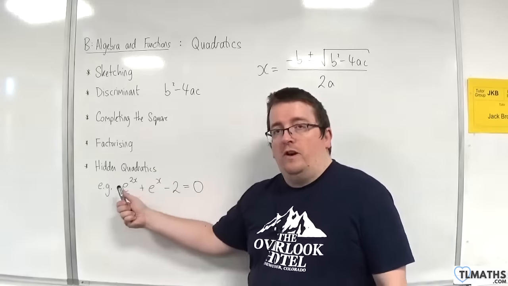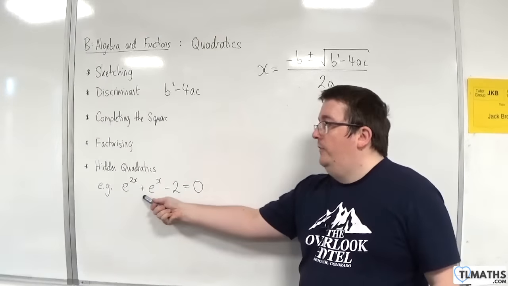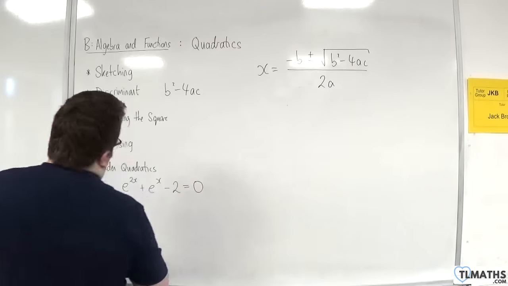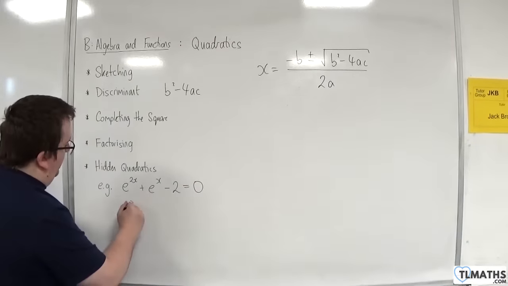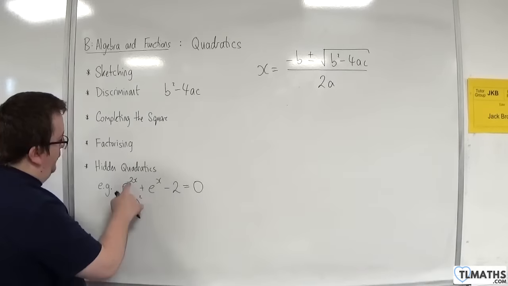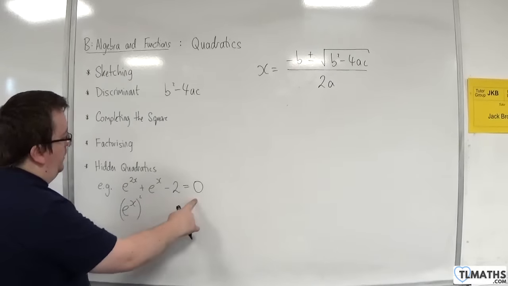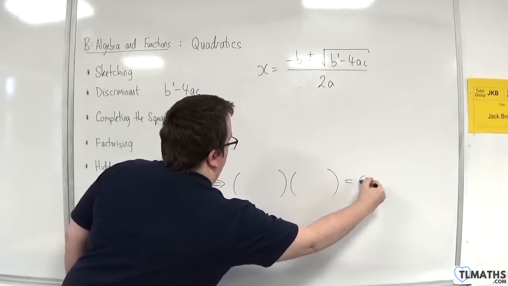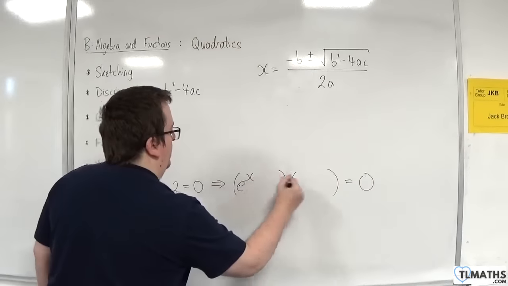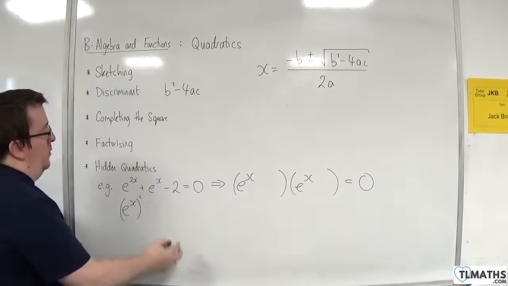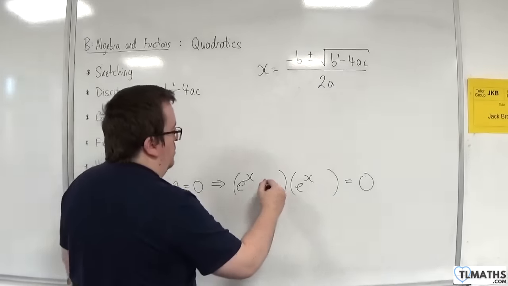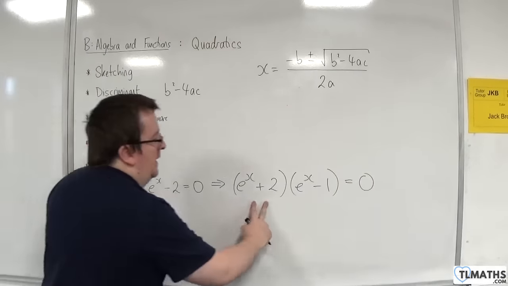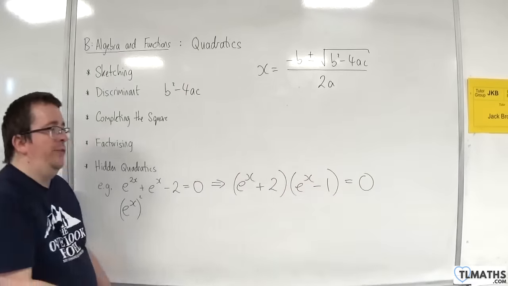And then you've got hidden quadratics. So equations like this that have quadratic features. It's focusing and recognizing that e to the 2x here is the same as e to the x all squared. So you've got something squared plus something, take away 2 is equal to 0. And then recognizing, okay, well maybe I can factorize that, where I would have e to the x and e to the x. So I need to get minus 2, so plus 2 and minus 1 in order to get the one log of e to the x. And now it is factorized and that allows me to solve the equation.